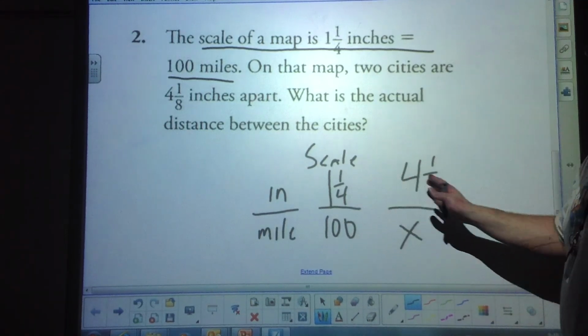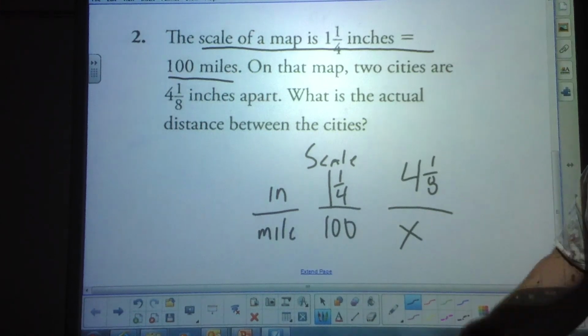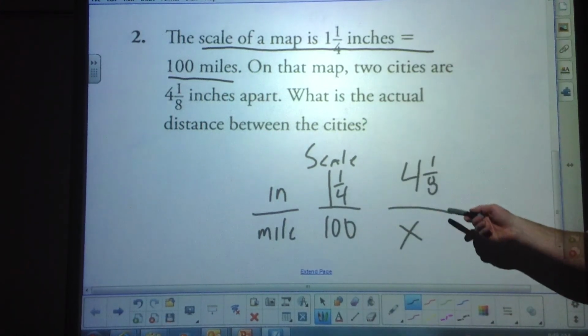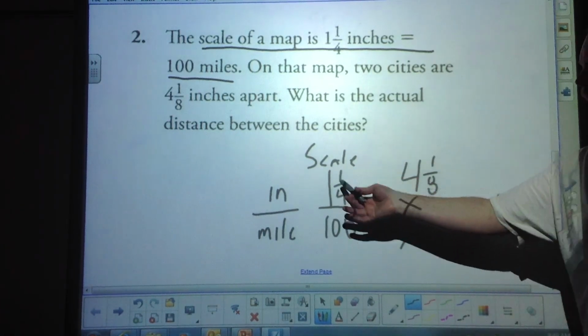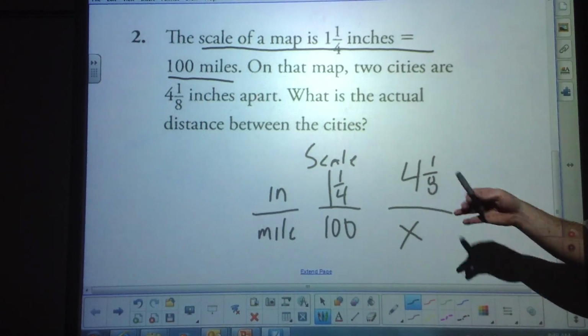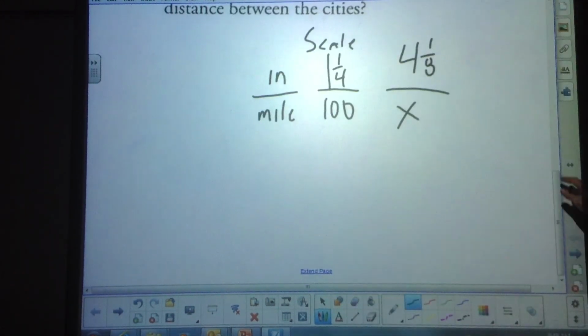Now, this is going to be a bit of a booger if you have to convert it into a decimal. This is why I've been telling you ever since the beginning of the year, you need to memorize, like you used to memorize your times tables, you need to memorize your simple fractions. Okay. The easiest thing for you to do, in my opinion here, is you could convert that to an improper fraction if you want to, or you can convert it to a decimal.